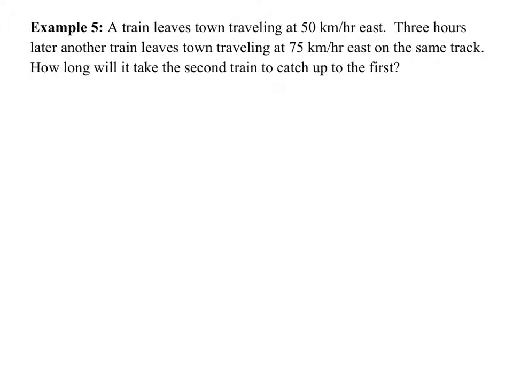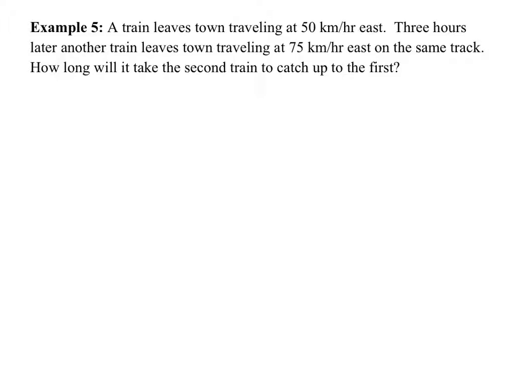Okay. So a train leaves town traveling 50 kilometers an hour going east. 3 hours later, another train leaves town traveling 75 kilometers an hour east. How long will it take the second train to catch up to the first train? There are several ways to do this. You could plot it out and look at the distance traveled. You could say, all right, in 3 hours, this person got a head start. How much is this train catching up by every hour? That's one way to do it.